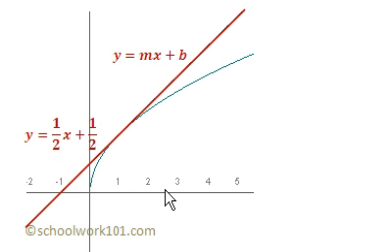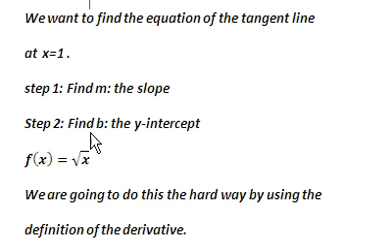And we're going to be using the definition of the derivative to find the derivative of this function, and then we're going to find the point on the graph. I think x is equal to 1, and then we're going to derive the actual equation to this line. Okay, so just repeating myself here, we're going to be finding the equation of the tangent line at x equals 1.